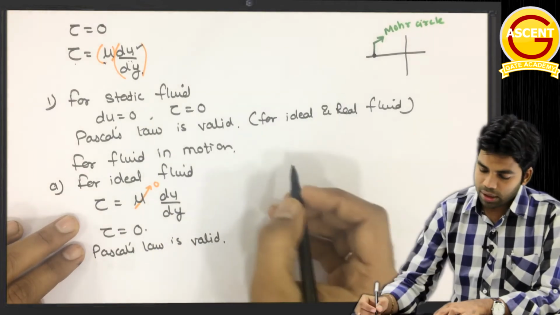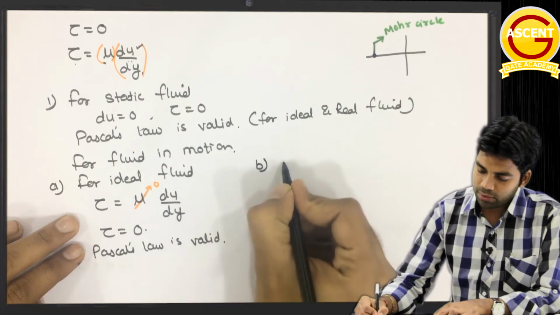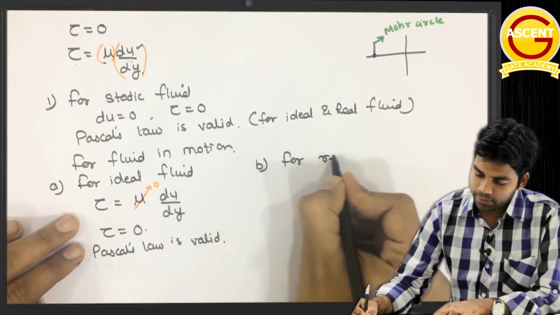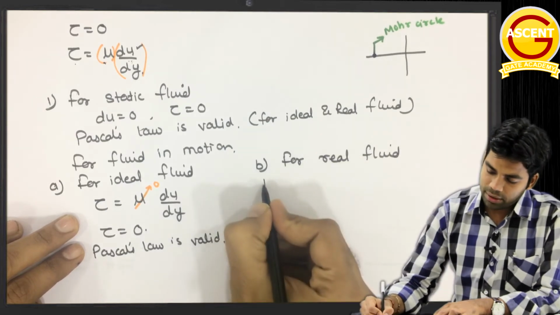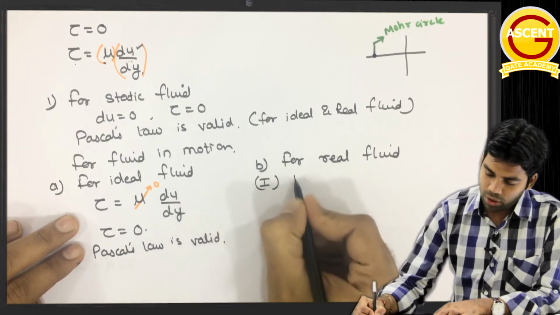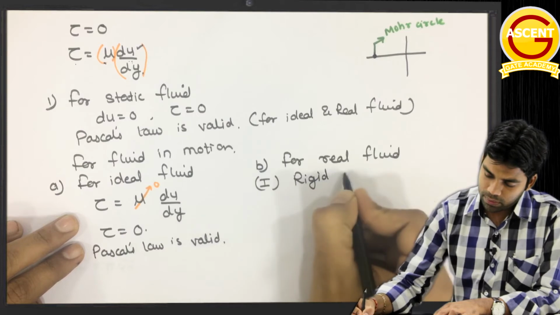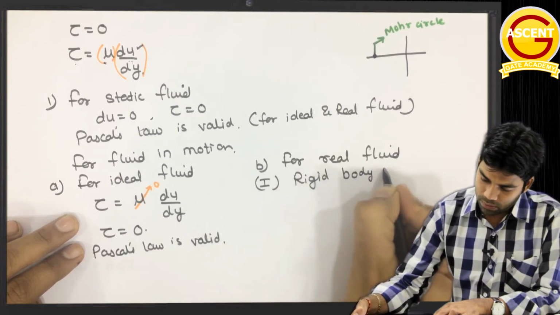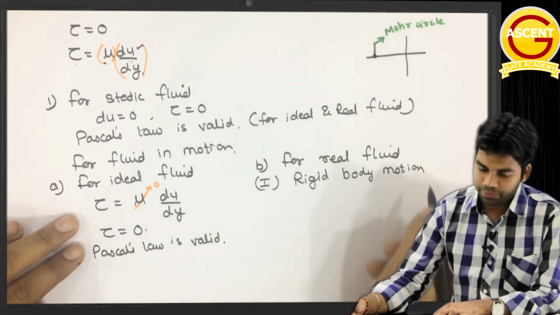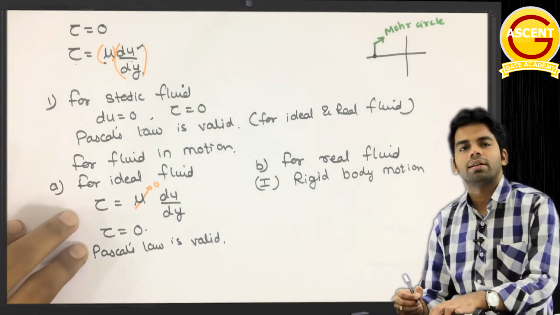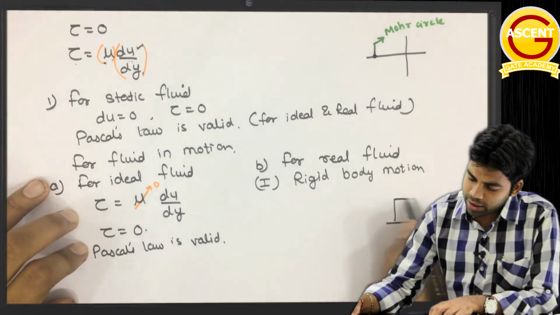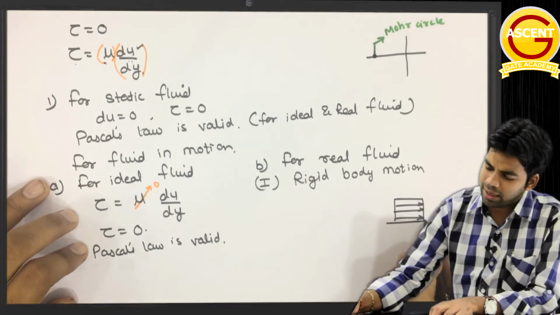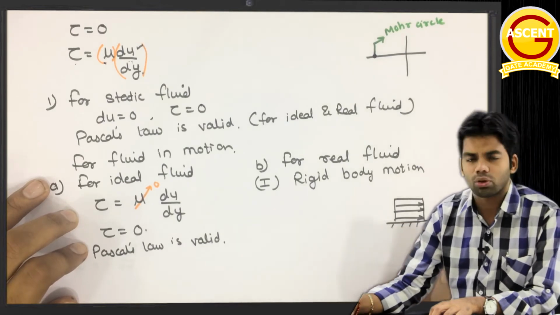Now, what about a real fluid? Second condition, for a real fluid, and in that the first case is rigid body motion. Rigid body motion means the fluid is moving like a rigid body, like this. That means the velocity at all points is the same. This is an ideal case which is actually not possible.